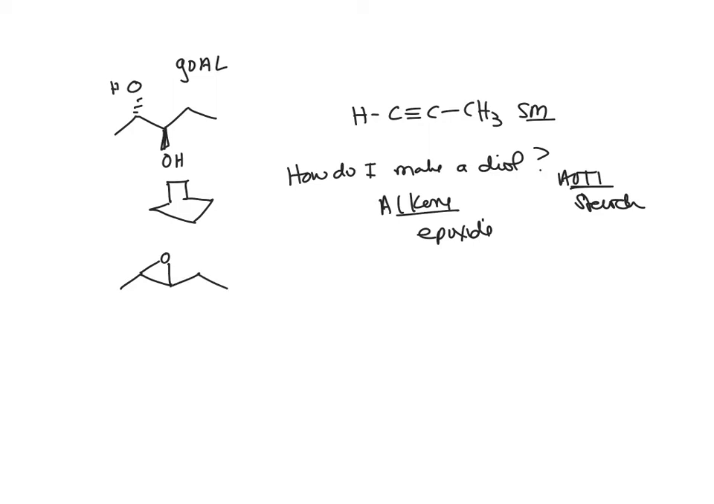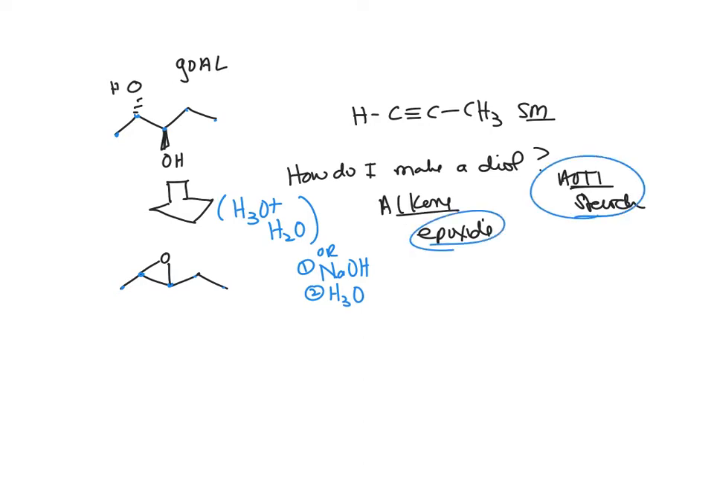And make sure you have the right number of carbons. 1, 2, 3, 4, 5. 1, 2, 3, 4, 5. After every step, you should count your carbons. So you know that this is an anti-diol, so you can make this from acid and water. You could also make this from sodium hydroxide, step 1, and then treat it with some acid workup. And that would also make the anti-epoxide.